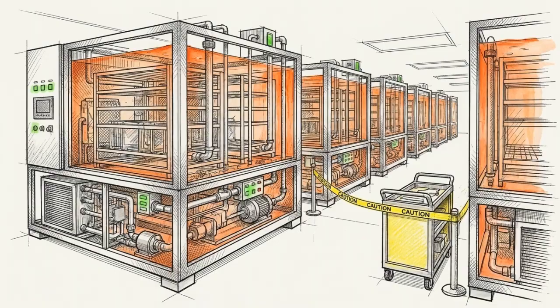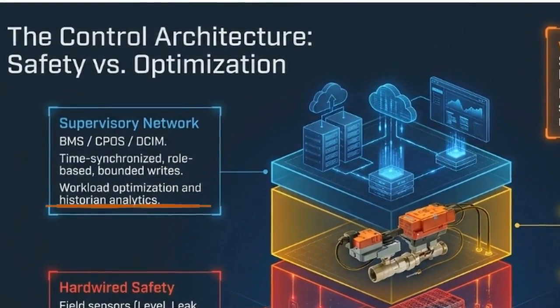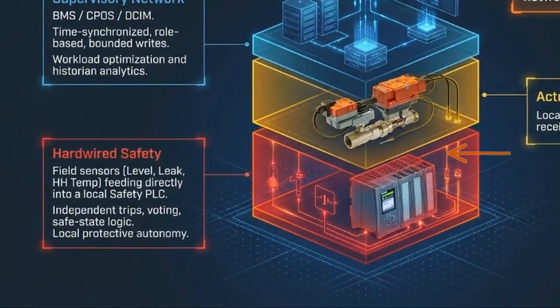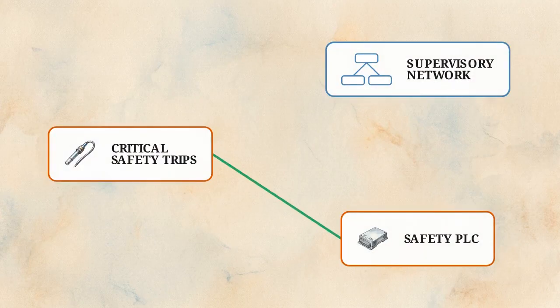This schematic details the strict separation of control layers required to safely operate the system. The blue supervisory networks are utilized for workload optimization, analytics, and historical trending. The red layer consists of hardwired safety PLCs, providing local protective autonomy. Under no circumstances should critical safety trips, such as high temperature limits, leak detection, or fluid level alarms, be routed solely through a supervisory network.